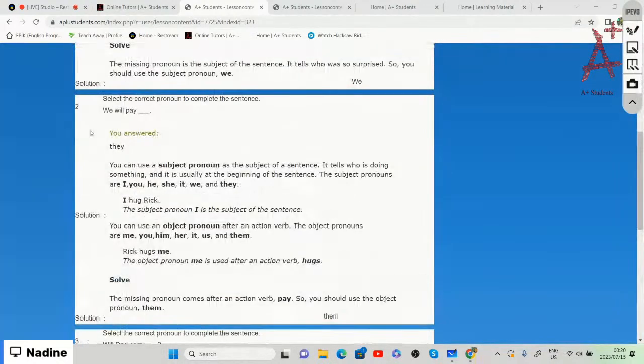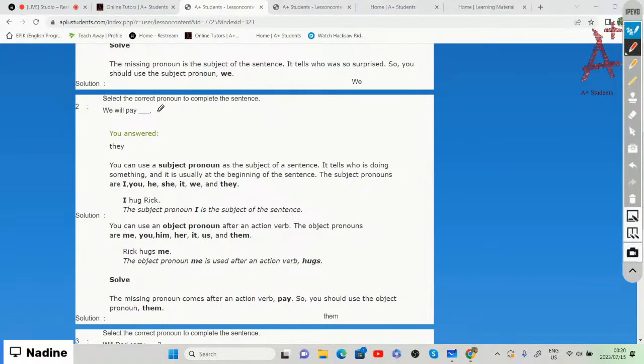All right. We will pay who, right? So here they're saying they. We can't say that we will pay they. We will say we will pay them. So not they, we will pay them. So we are now selecting the correct pronoun to complete the sentence. And them is an object pronoun that comes after the action verb pay. So the action verb is pay, and the pronoun we selected was an object pronoun, which is them, that comes after the action verb pay.